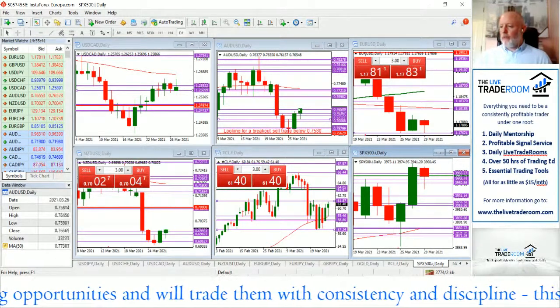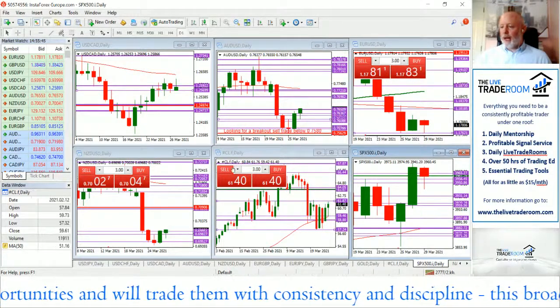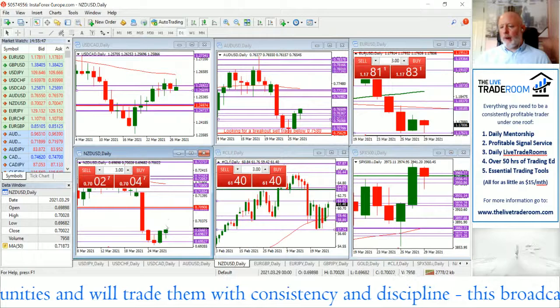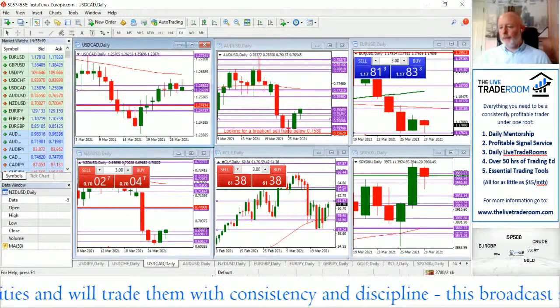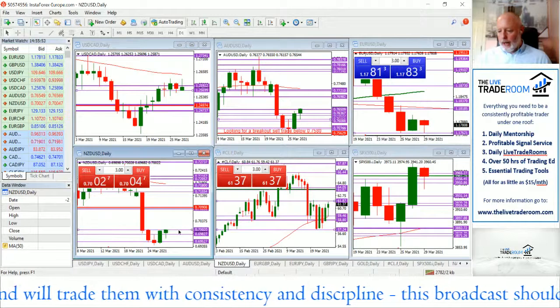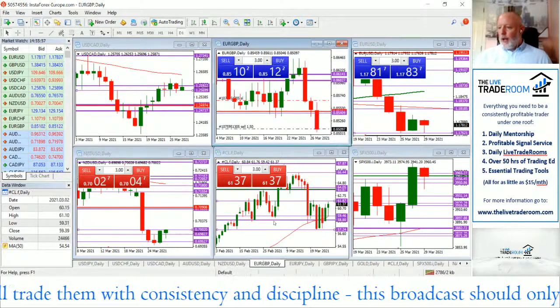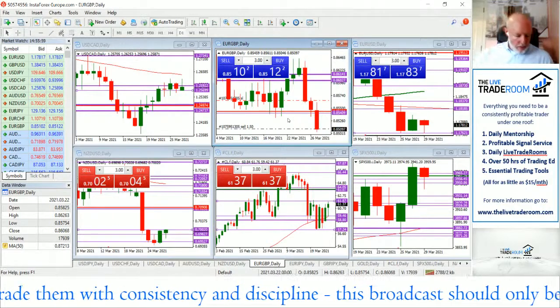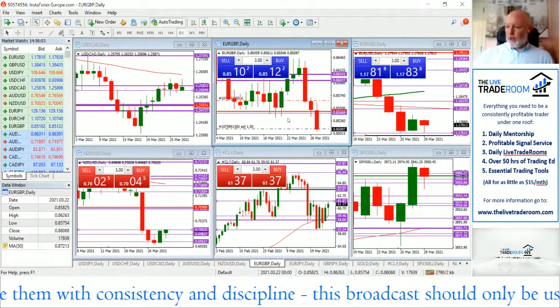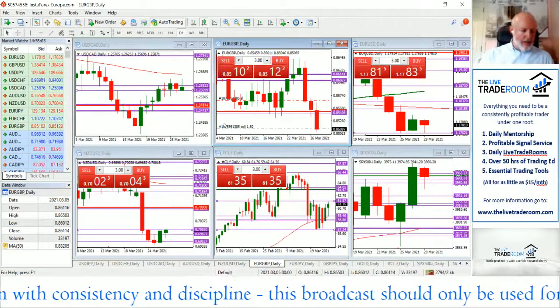So we're getting that short-term little buying coming in. The higher probability trade is the New Zealand dollar. So we'll go and have a look at that now in just a moment. We'll bring this back. So we're currently in the euro pound to the downside.